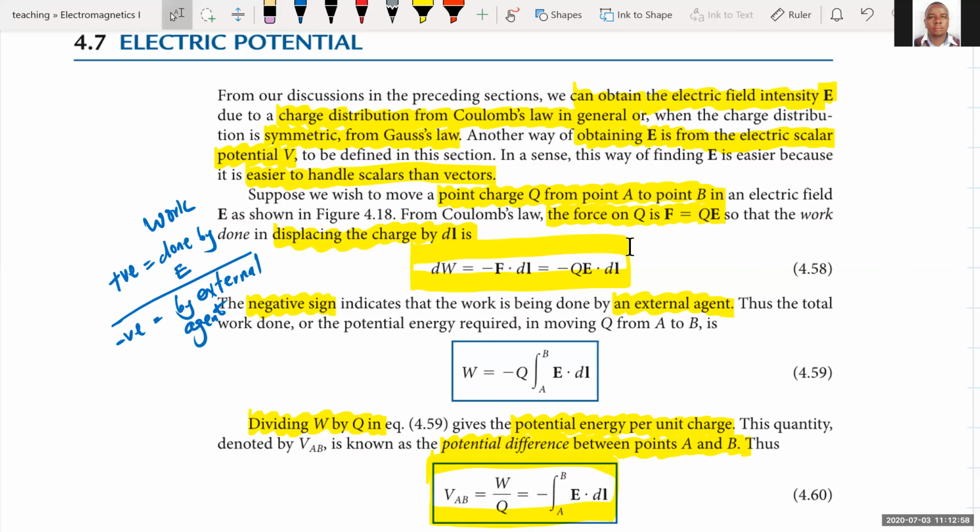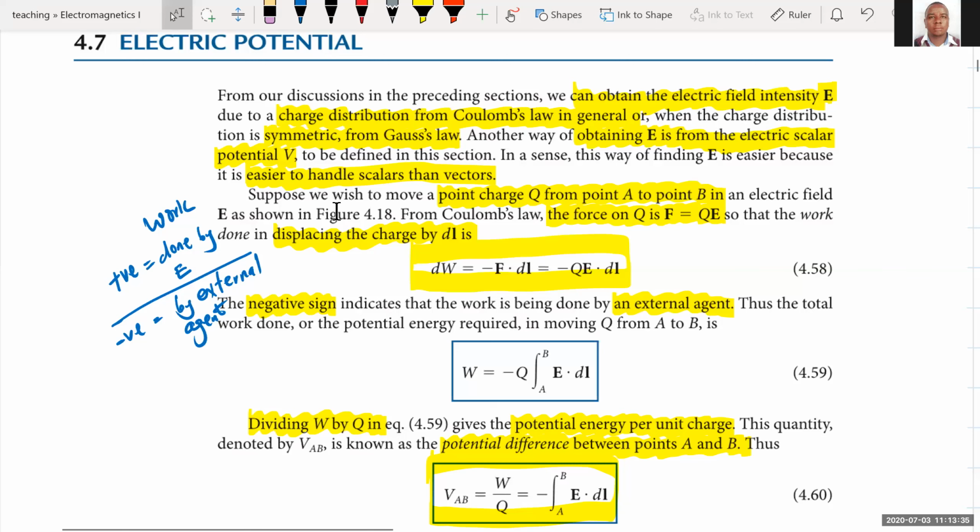Another way in which you can obtain electric field intensity is by using electric scalar potential, in which case we are going to find out how in this class. Now, in a sense, this way of finding electric field intensity is easier because it is easier to handle scalars than it is to handle vectors. So we are going to find a way of using a scalar, the one that you call electric scalar potential, V, to determine E.